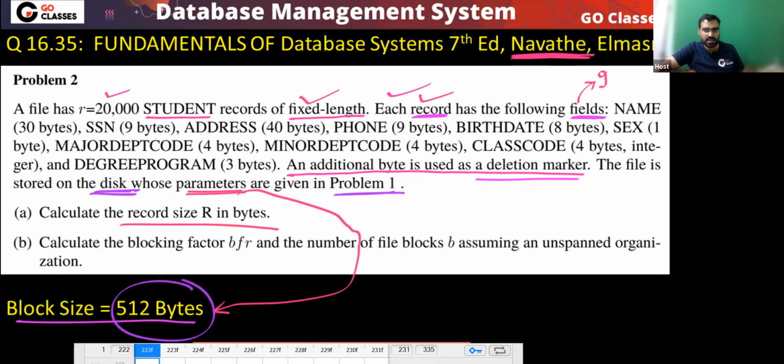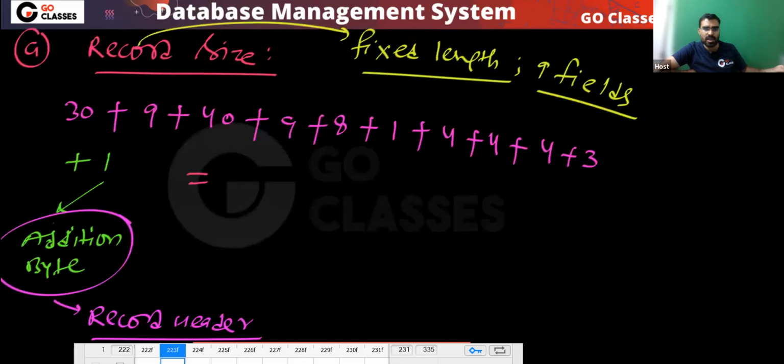Okay, so what is the record size? This is your answer. So tell me, anyone, what are the totals? Can you calculate this? Can anyone calculate this? Is this correct? 113 bytes. Is this correct?